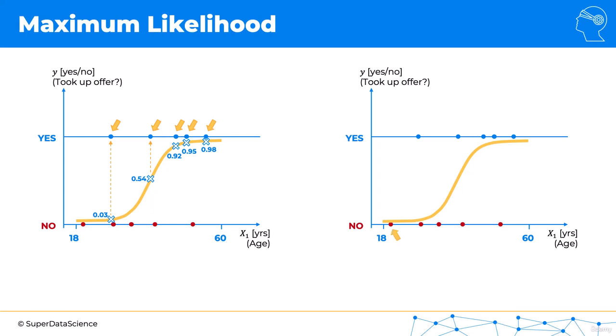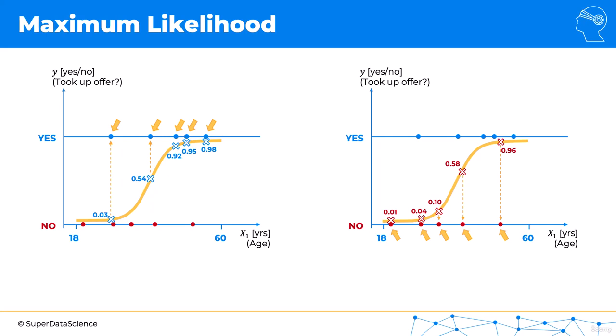So for this point, the logistic regression predicts a 1% chance. For this point, for somebody of that age, the logistic regression predicts a 4% chance. For someone of that age, a 10% chance. For someone of that age, a 58% chance. And for someone of that age, a 96% chance.